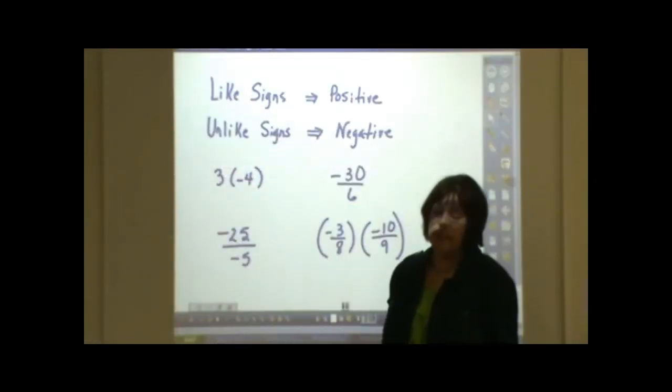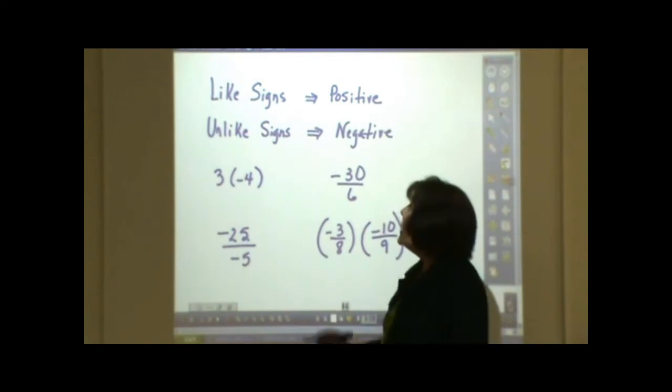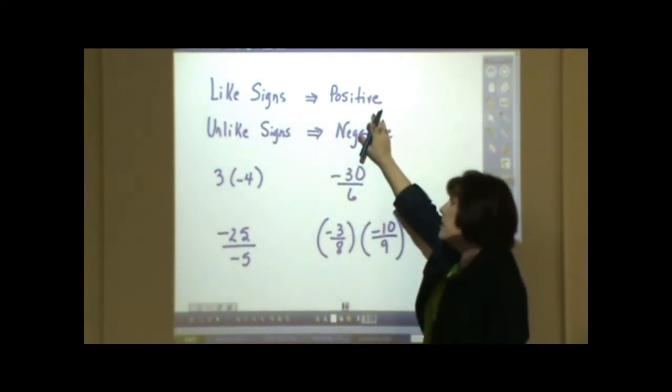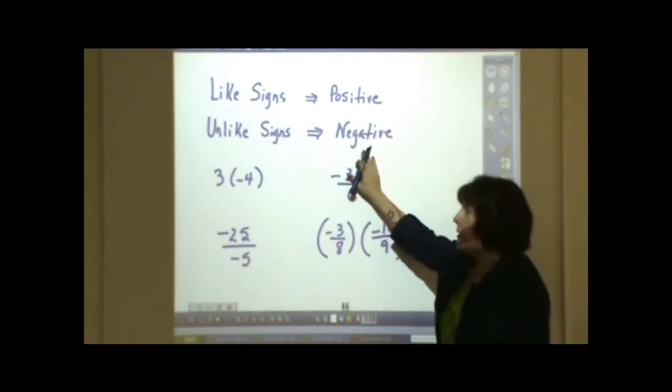In the lesson today, we'll be studying multiplying and dividing real numbers. In multiplication and division, if the signs are like, you will have a positive answer. If the signs are unlike, you'll have a negative answer.